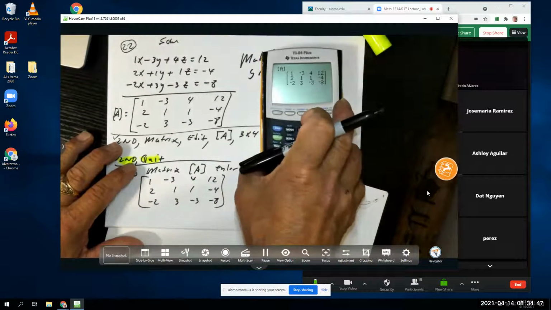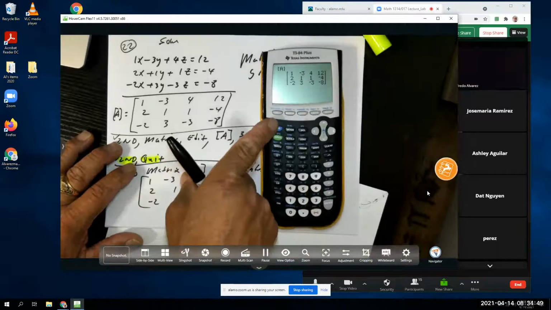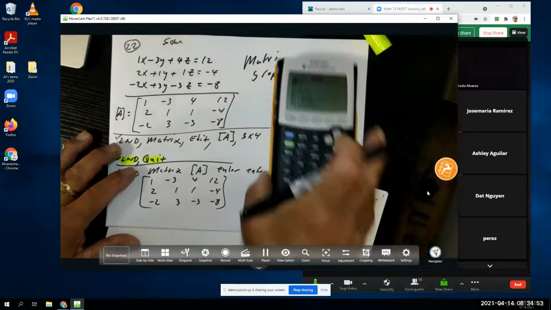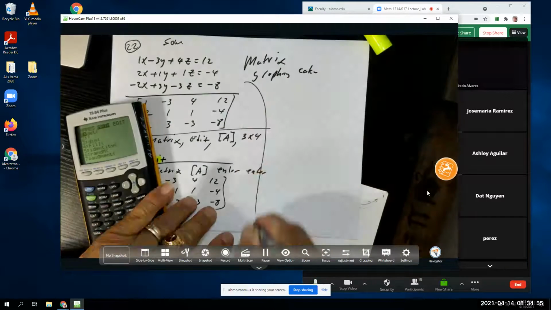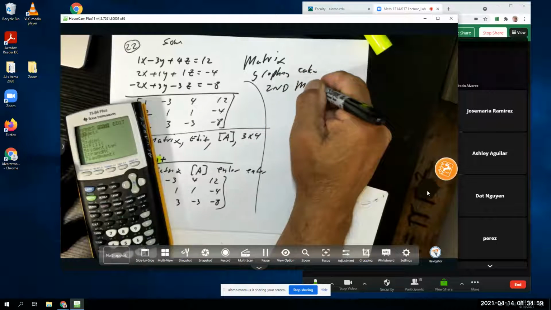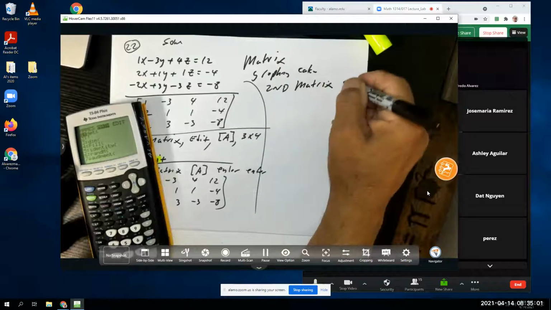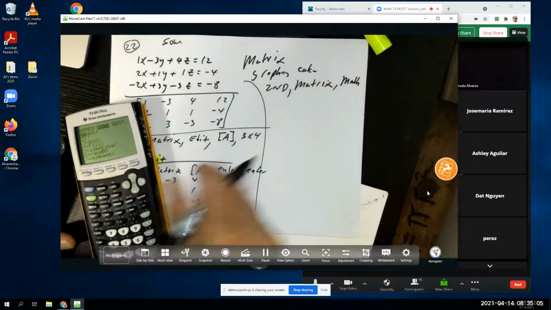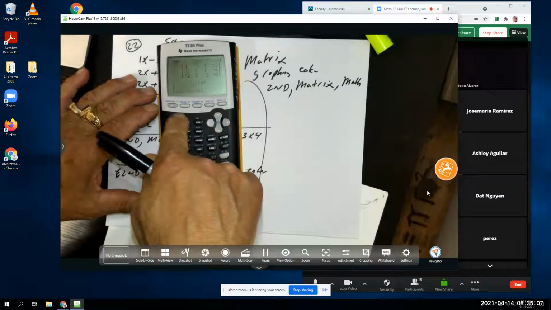Ready? So you're going to go like this. You're going to go second, matrix, math. And let me write it up here so you can see it. It's going to go second, matrix, math. Okay. Let me do it again.